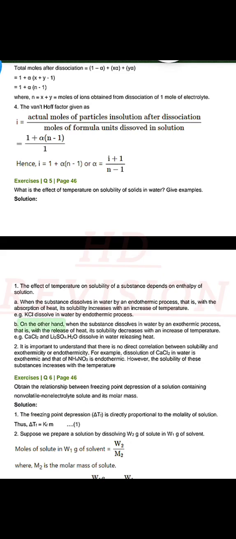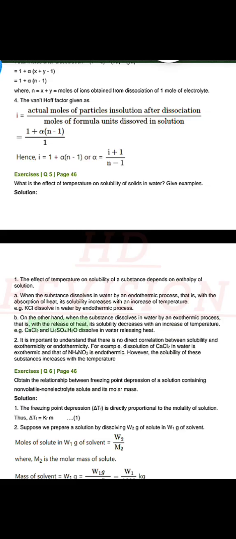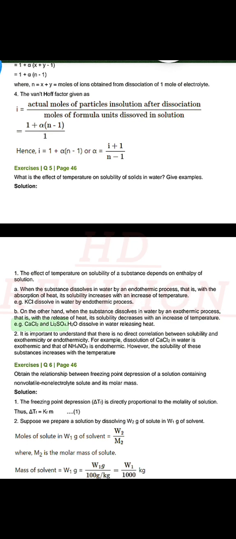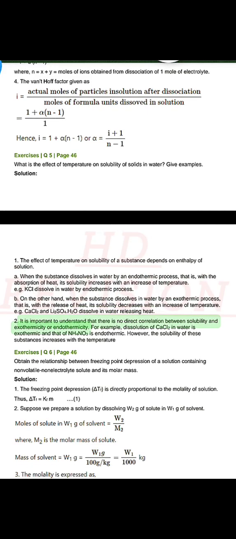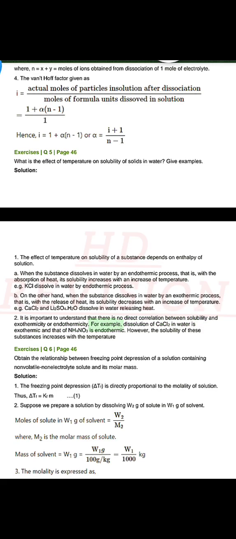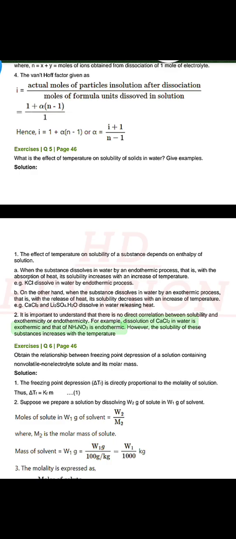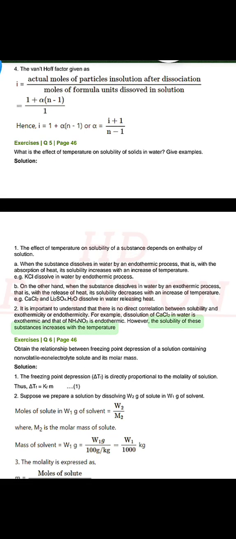On the other hand, when the substance dissolves in water by an exothermic process, that is, with the release of heat, its solubility decreases with an increase of temperature. For example, CaCl2 and CuSO4·5H2O dissolve in water releasing heat. However, it is important to understand that there is no direct correlation between solubility and exothermicity or endothermicity. For example, dissolution of CaCl2 in water is exothermic and that of NH4NO3 is endothermic. However, the solubility of these substances increases with the temperature.